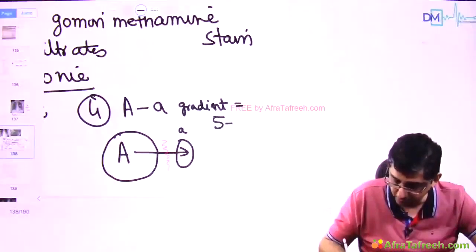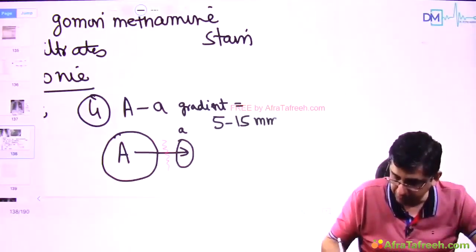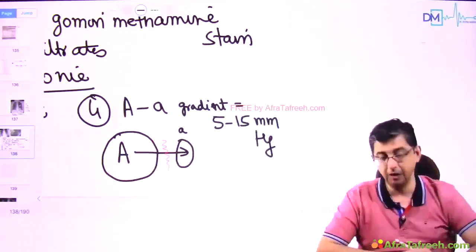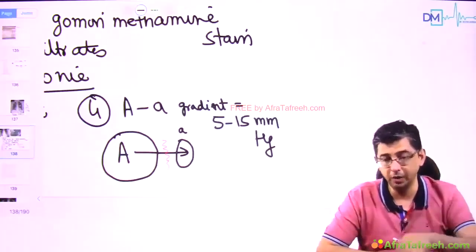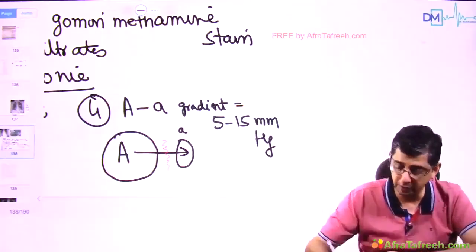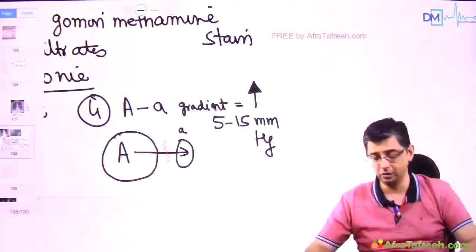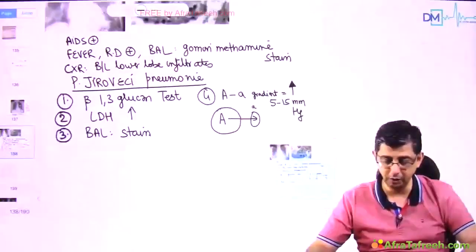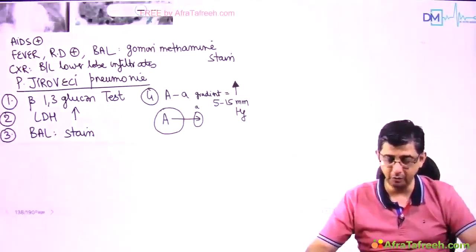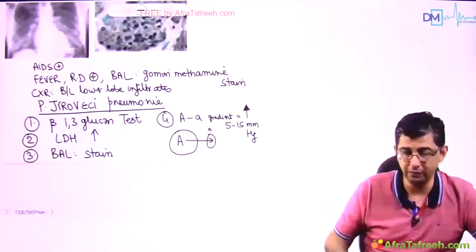arterial gradient for you and me is 5 to 15 millimeters of mercury, and in this condition, because the small a will become lesser in the patient, the gradient will increase. So increased alveolar arterial gradient is a feature of Pneumocystis jirovecii pneumonia. Why? Because it's an interstitial pneumonia in the patient, so that's why we will have this feature.